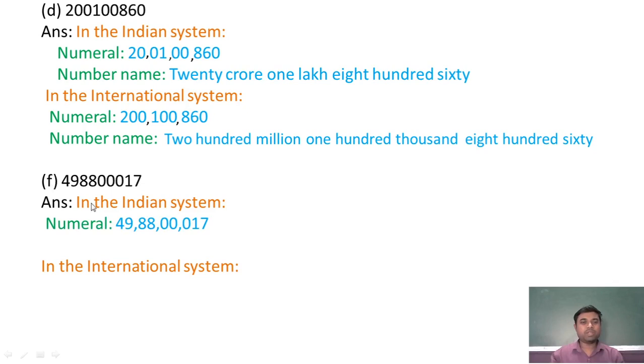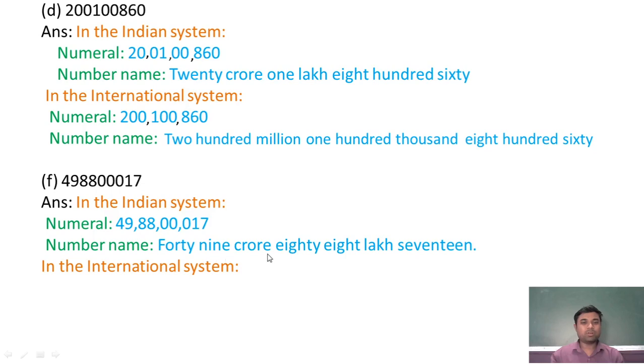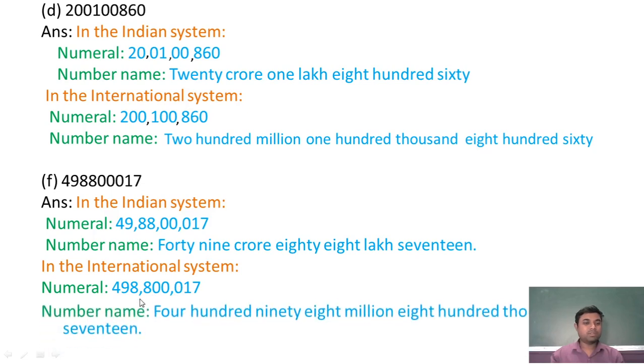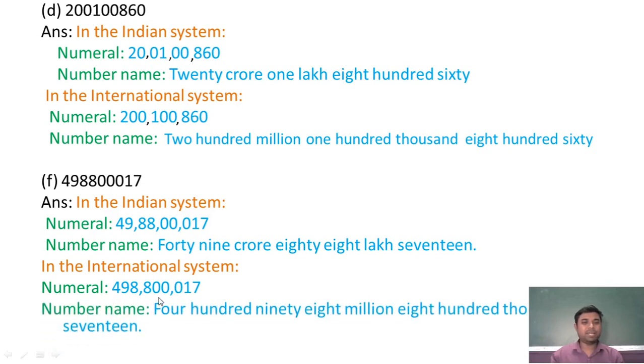Question number F. So I think you can do it now. Write this way, then give commas, and now write the number name. 49 crore, 88 lakh, 17 thousand. And in the international system, just write the digits, then put the commas here and here. Number name: 498 million, 800,000, 17. Dear students, I repeat again, don't be confused. Here 100,000 and here 800,000. So you have to write the periods.